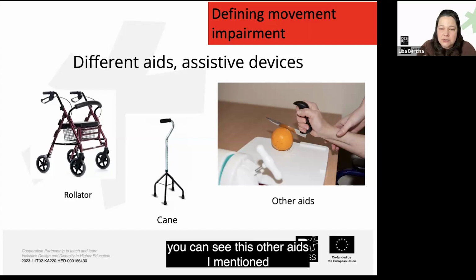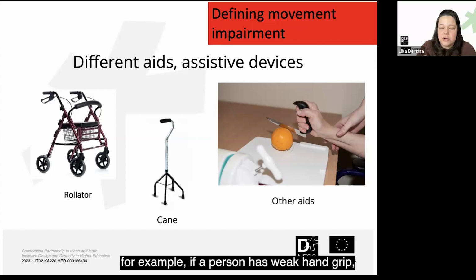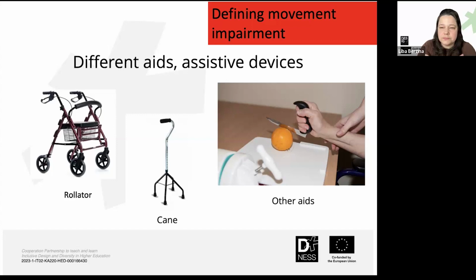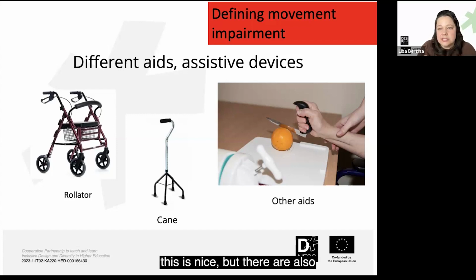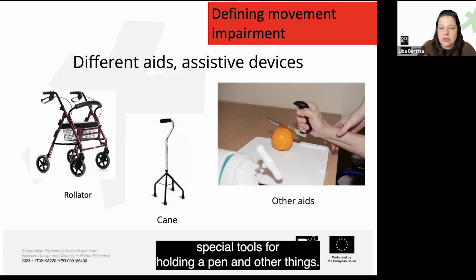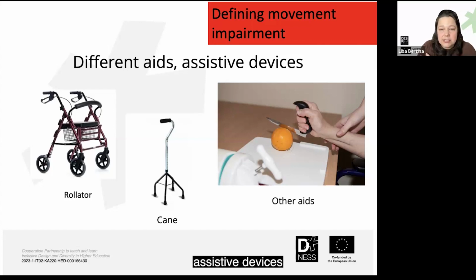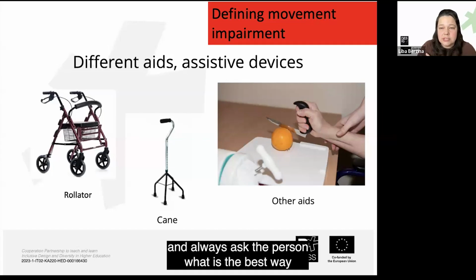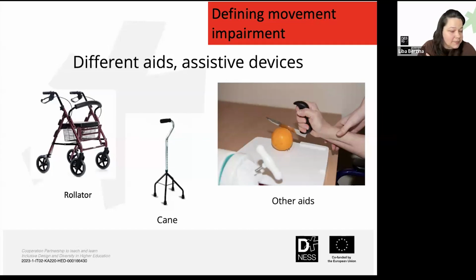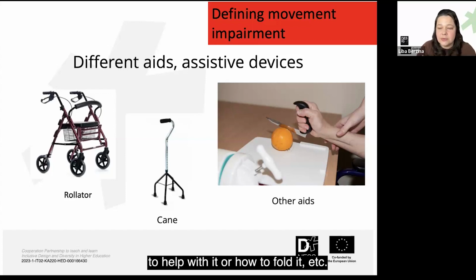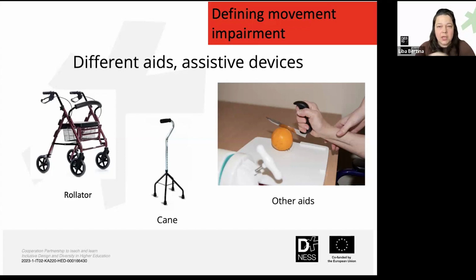And in the right side, you can see these other aids I mentioned. For example, if a person has a weak hand grip, this is a knife, but there are also special tools for holding a pen and other things. So there are many different assistive devices, and always ask a person what is the best way to help with it, or how to fold it, etc.